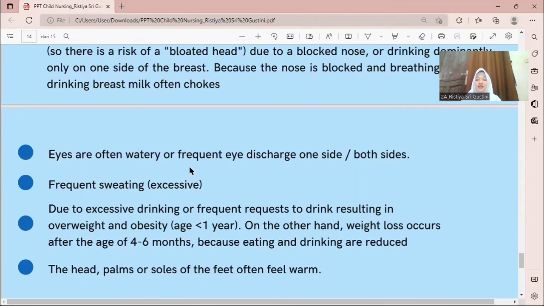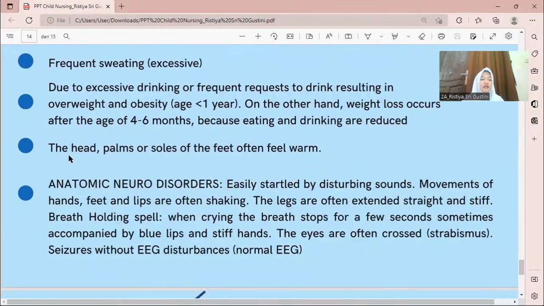Seven, frequent or excessive sweating. Eight, excessive drinking or frequent requests to drink resulting in overweight and obesity at age 1 year. On the other hand, weight loss occurs after the age of 4 to 6 months because eating and drinking are reduced. And nine, the head, palms, or soles of the feet often feel warm.